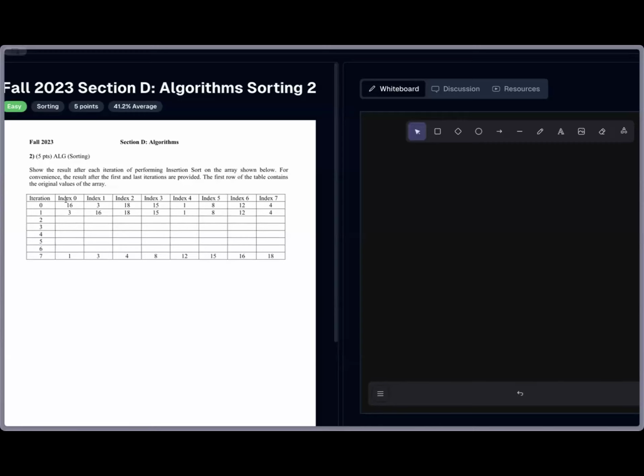So it chose 16, which these were 10 points. Yeah, me too, don't worry.